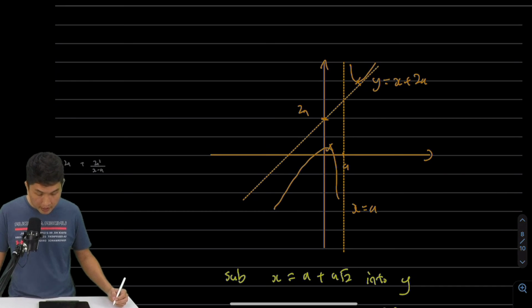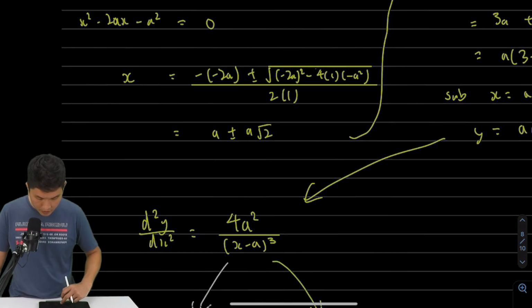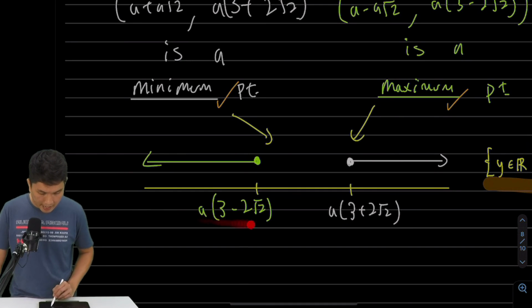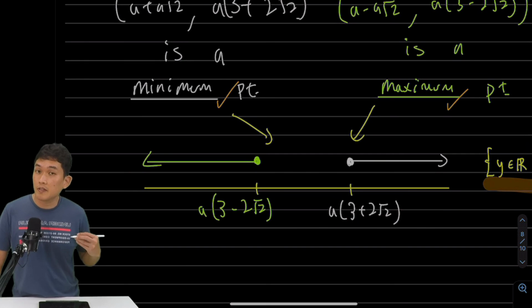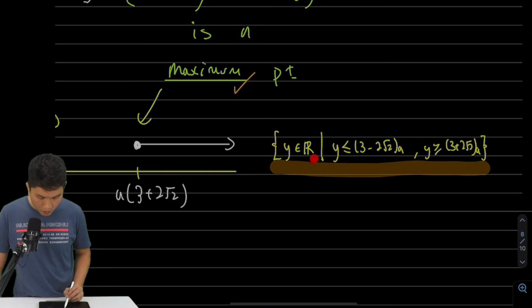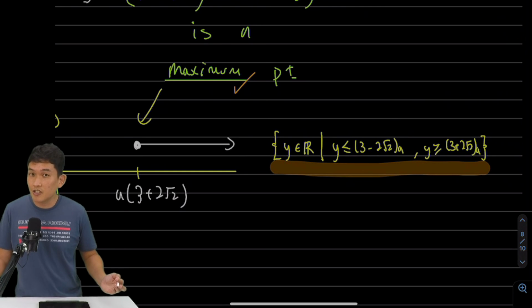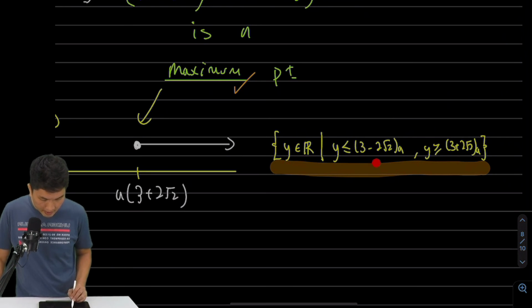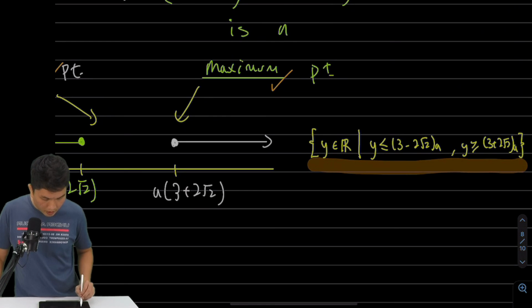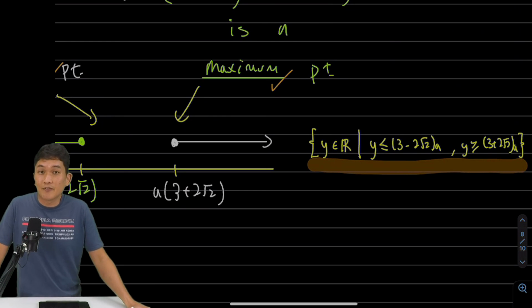So the range of values that y can take, we can visualize with a number line. It is going to be more than the minimum point and less than the maximum point. Again, this is not an acceptable answer because we're supposed to do it algebraically. We have to get the set of values, so I have to write it in curly brackets, set notation. y belongs to the set of real numbers, because it's not just integers or fractions. It is all real numbers, such that y is less than this value, 3 minus 2 root 2a, and y is more than 3 plus 2 root 2a. And that is the answer for part 1.